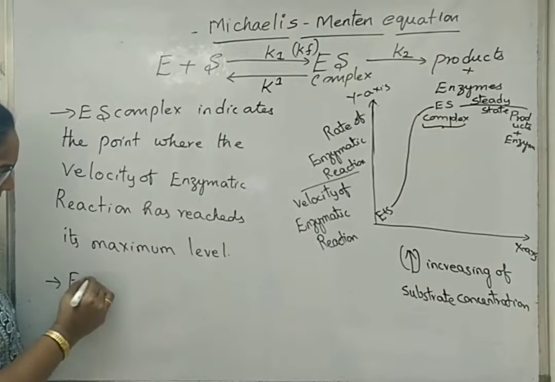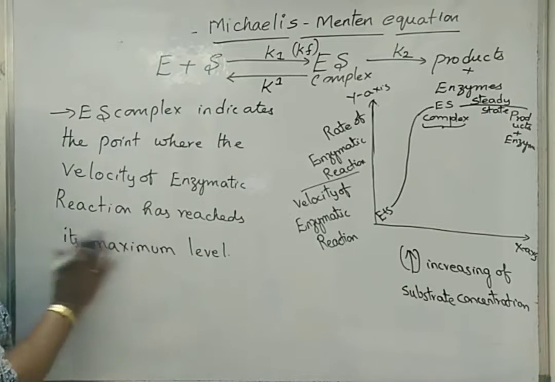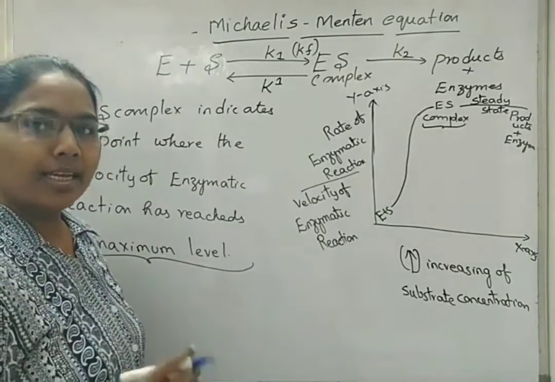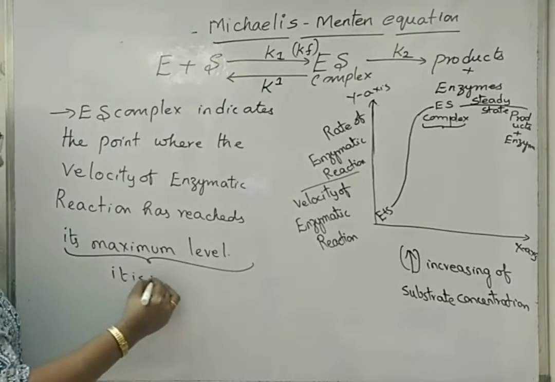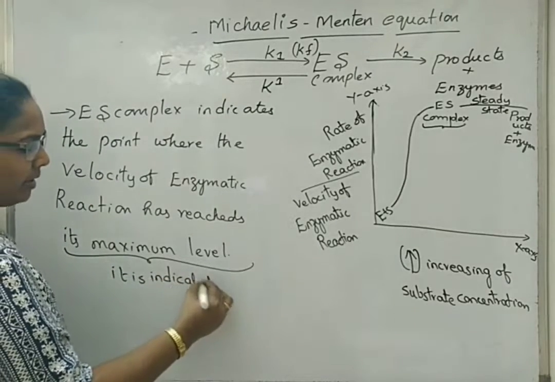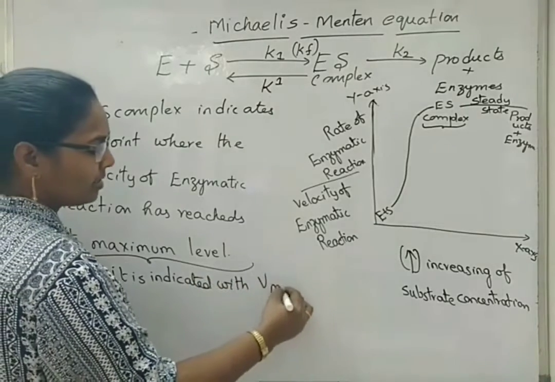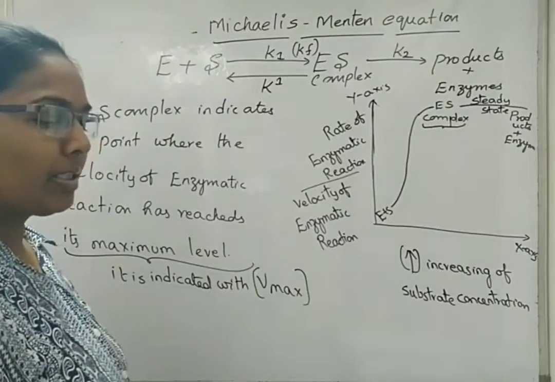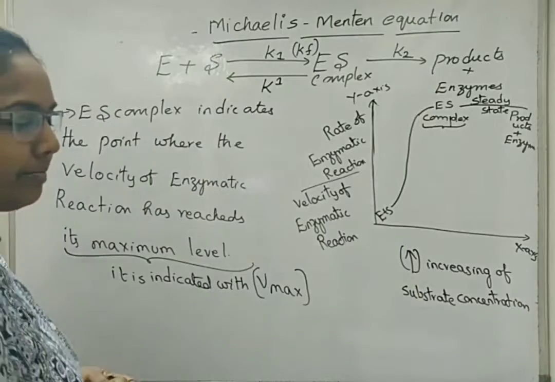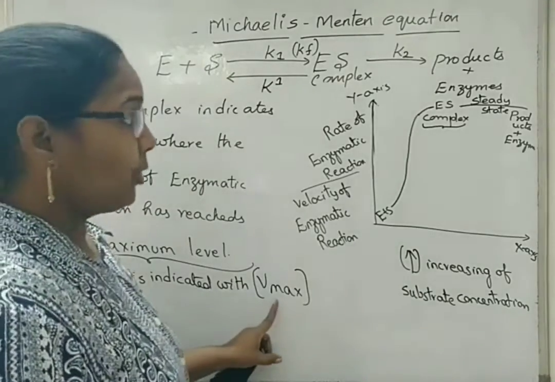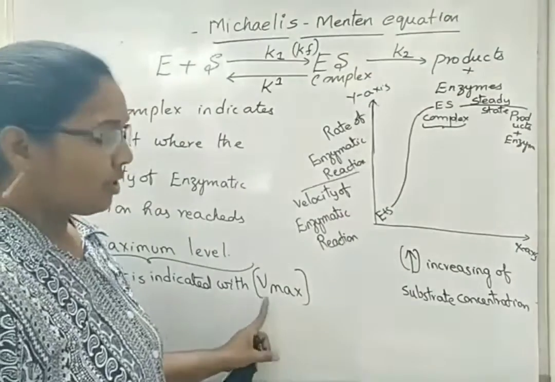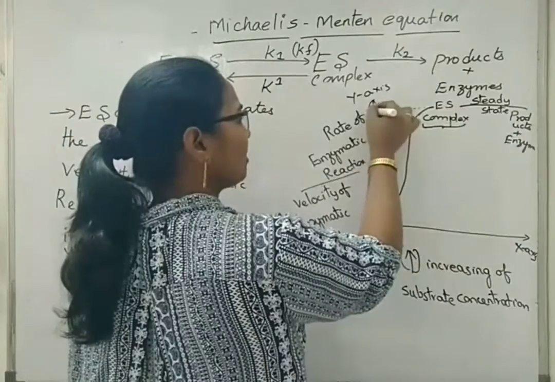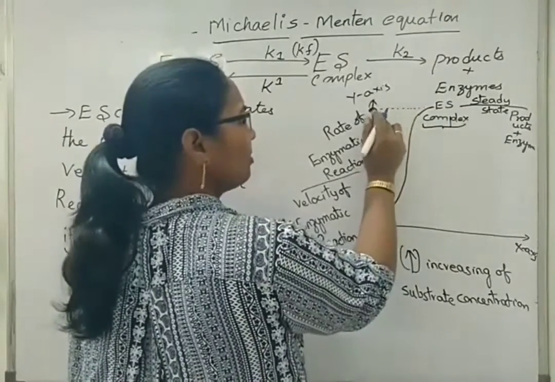Enzyme substrate complex. What is the name of this point where the enzyme substrate complex has reached its maximum level? It is indicated with Vmax. Vmax means maximum velocity of the enzymatic reaction. The numerical value of the maximum velocity of the reaction is indicated straight on the y-axis. So here we represent the value of Vmax.